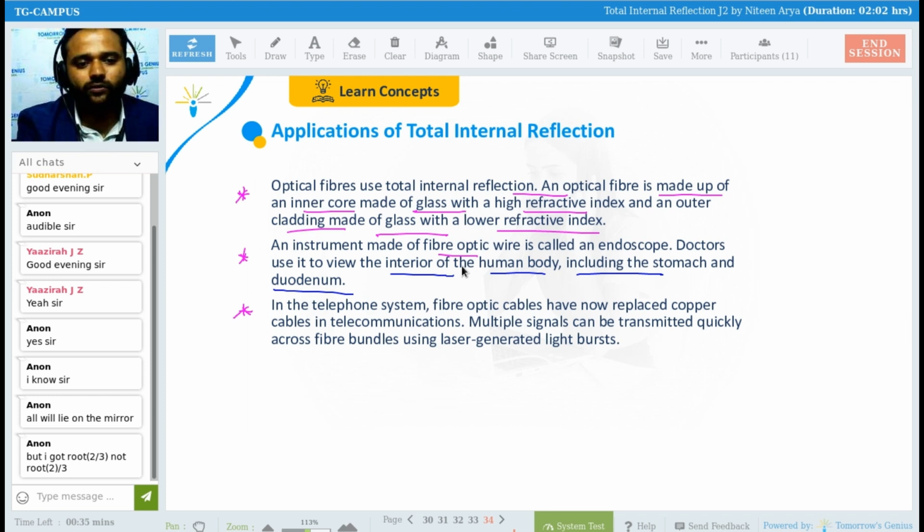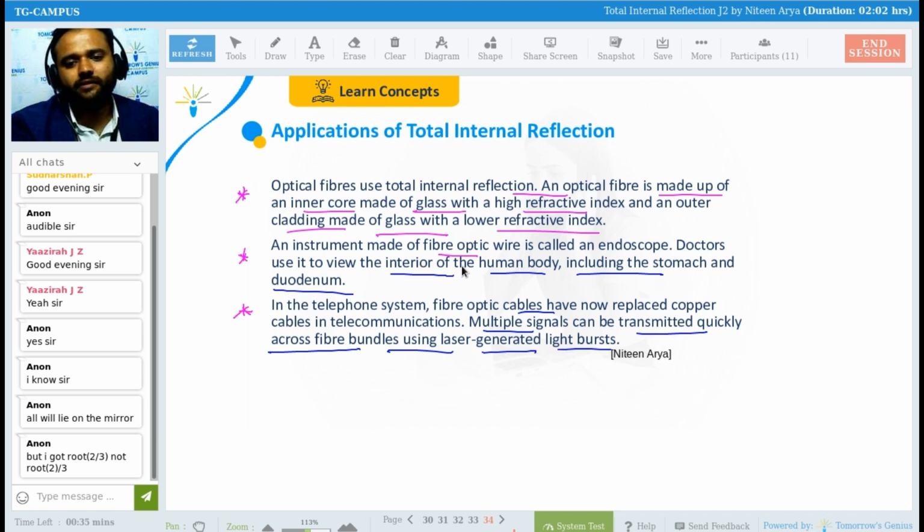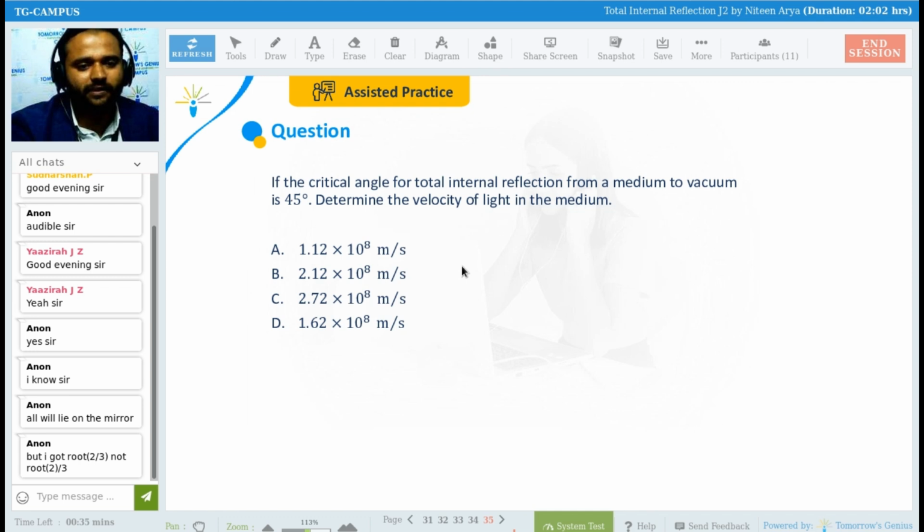In the telephone system, fiber optic cables have now replaced copper cables in telecommunications. Multiple signals can be transmitted quickly across the fiber bundles using laser generated light bursts. And that is basically optical fiber.